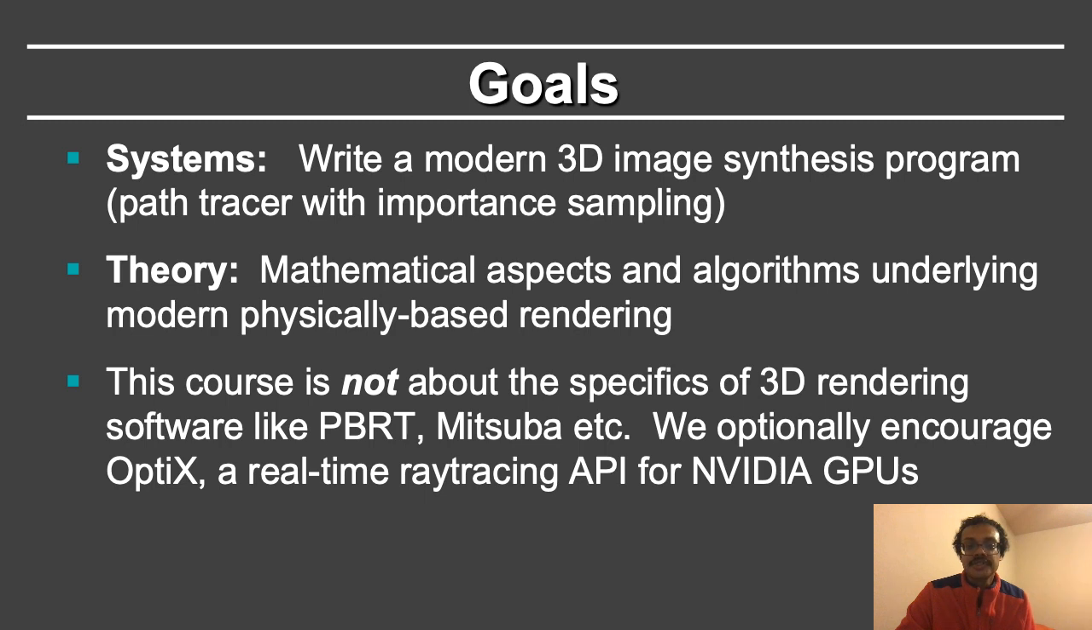In this course, we will be designing systems and writing programs for modern 3D image synthesis. In particular, you will develop a state-of-the-art path tracer with multiple importance sampling. We will be developing the theory in terms of mathematical aspects and algorithms underlying modern physically based rendering.